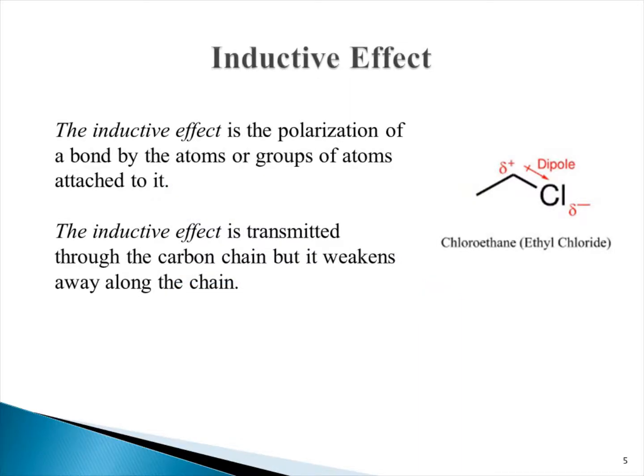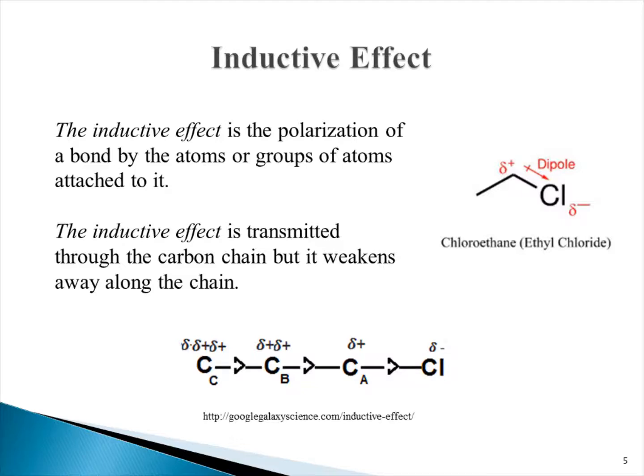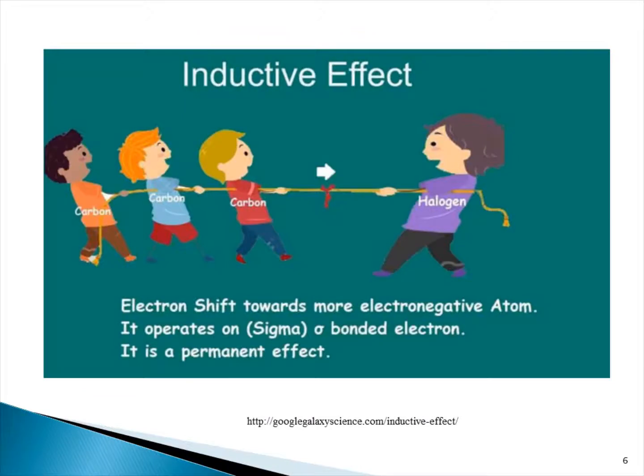In chloroethane, two carbon atoms are not equivalent. The carbon-chlorine bond is polarized due to the higher electronegativity of the chlorine atom. The polarized carbon-chlorine bond of chloroethane polarizes the carbon-carbon bond through the inductive effect. The inductive effect is the polarization of a bond by the atoms or groups of atoms attached to it.